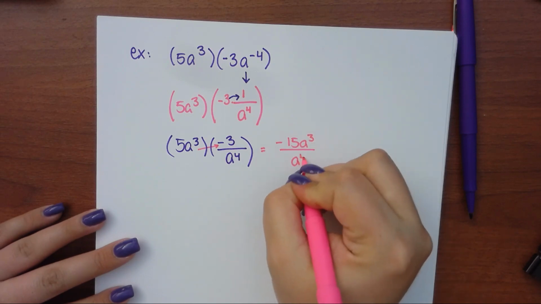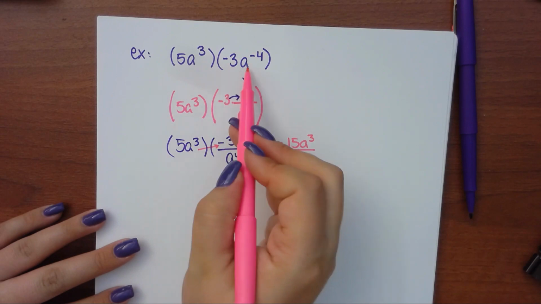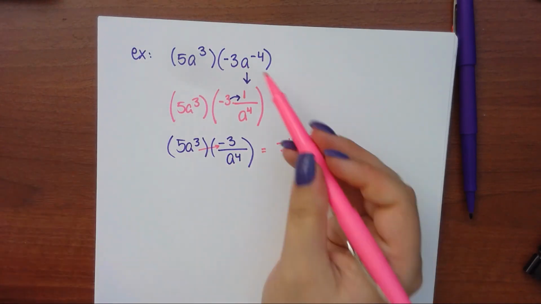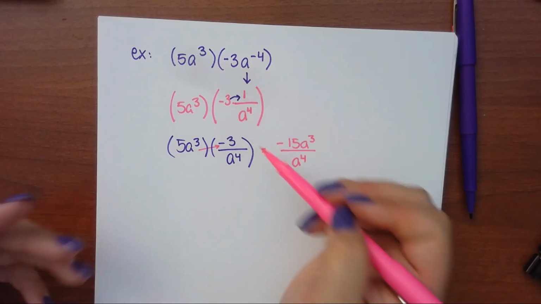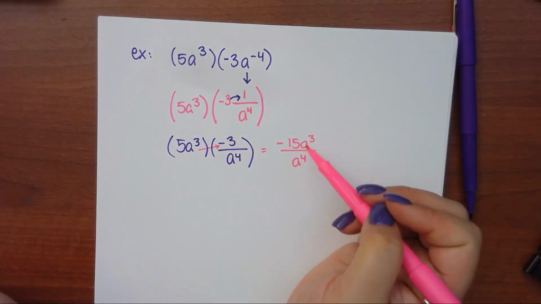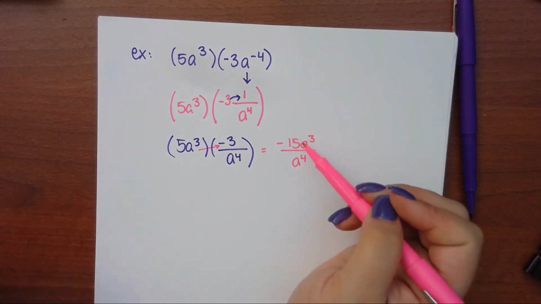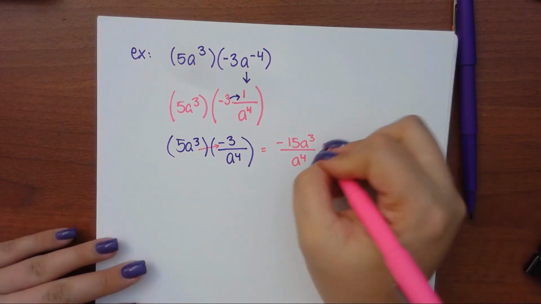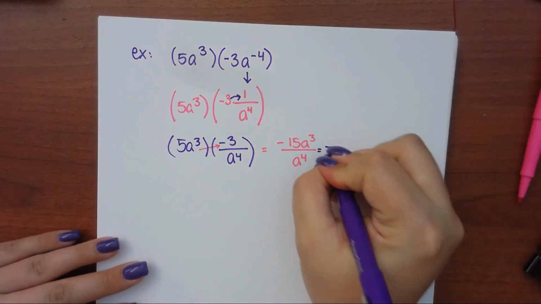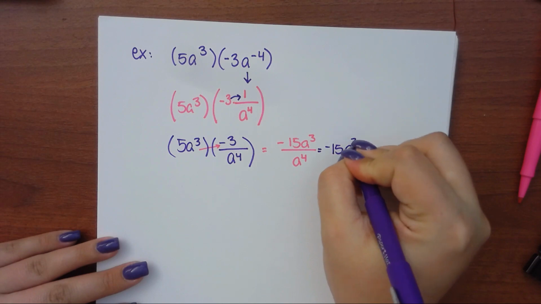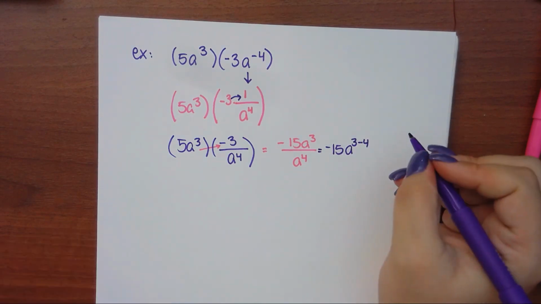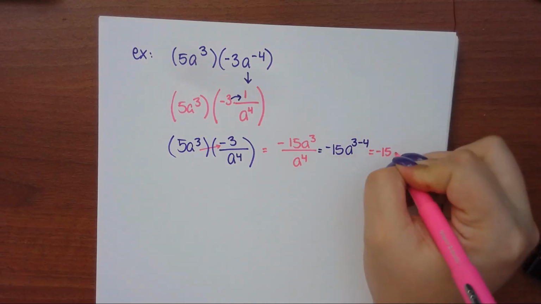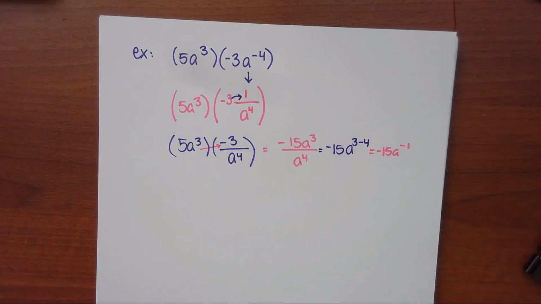Now I have division. Up here I had multiplication, and I could have added my exponents together and done that first. But I went the route of fixing that first, and then we multiply. And now we have a division problem. So when I have exponents that I am dividing, I'm going to subtract my exponents. That's going to look like this: negative 15a to the 3 minus 4. Now 3 minus 4 is negative 1. So I have negative 15a to the negative first.